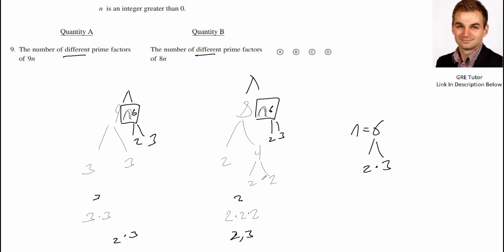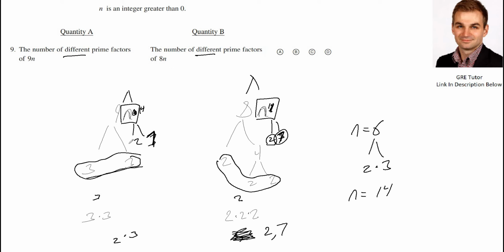But now what if it's something else? What if this is something like 14? Let's say n is equal to 14. So let's put 14 up here, and let's put 14 here. Well, now what is the factorization? It's 2 and 7, right? Now let's look at the factorization for both sides. Here we have 2, 2, and 7, so the unique prime factors here are 2 and 7. And here we have 3, 2, and 7, so the unique prime factors are 2, 3, and 7.